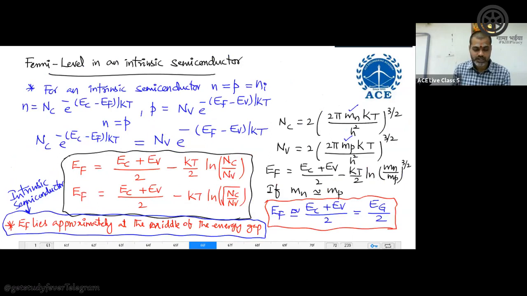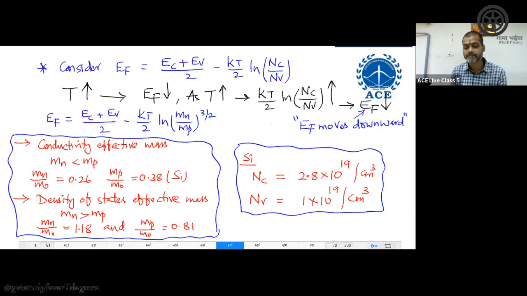So we have seen mathematically what this Fermi level is going to be. Conceptually also we can understand where the Fermi energy can be located. Now we'll go for the quick doubts for another 10 to 15 minutes, and then we'll go for a break.